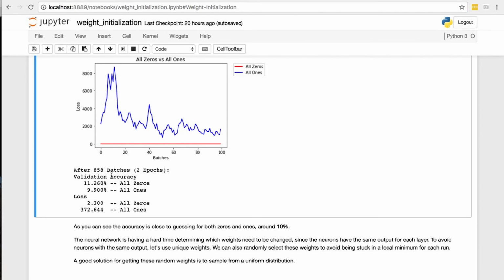So instead of setting everything to zeros or all to ones, we want to have all of our weights be unique numbers. And the best way to grab a whole bunch of unique numbers is to sample from some probability distribution. A good solution for this is a uniform distribution. Okay, so in the next video, I will show you how we can do this with a uniform distribution.